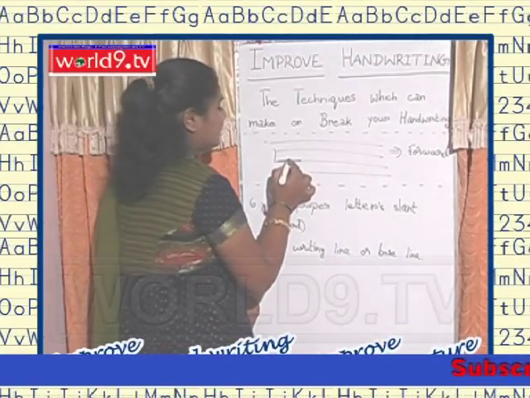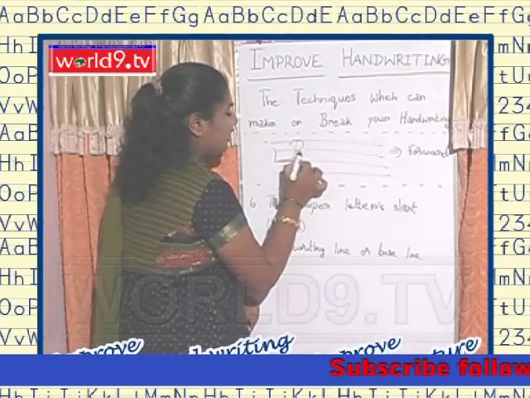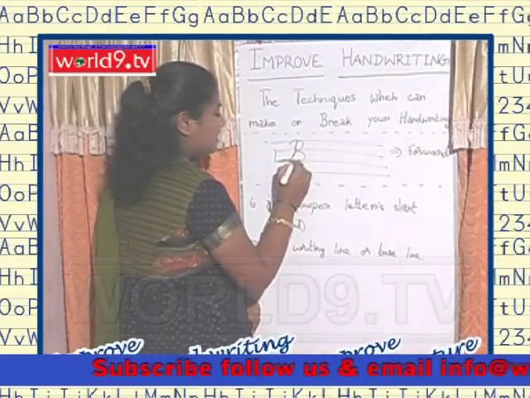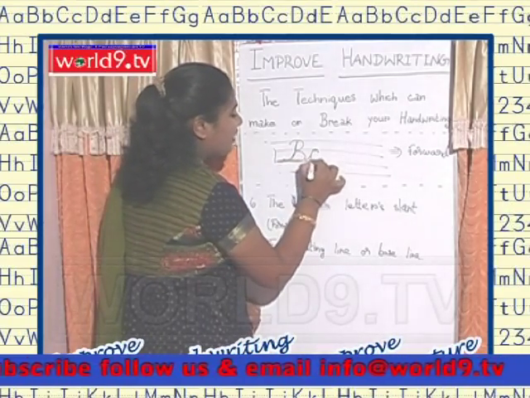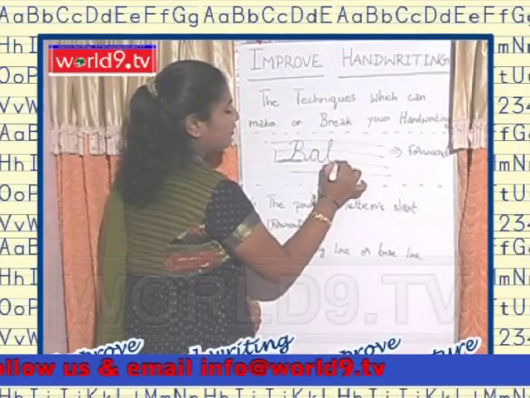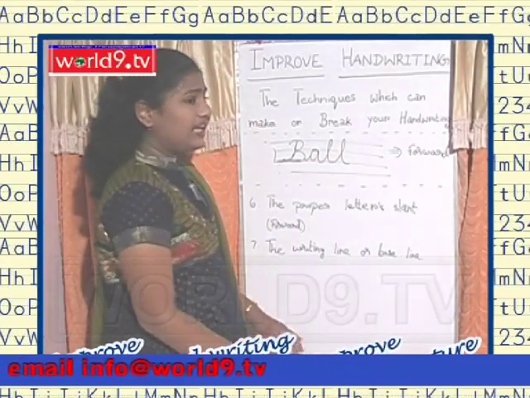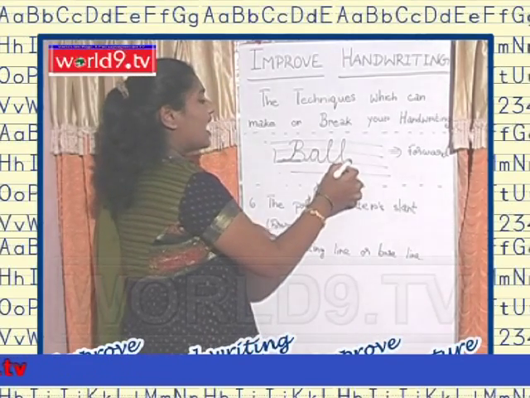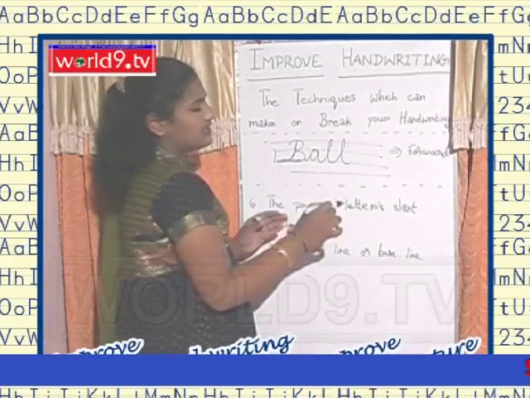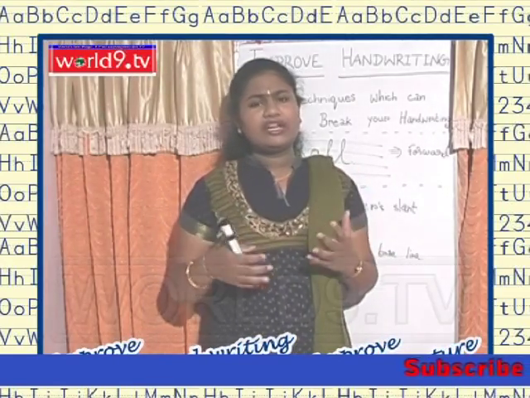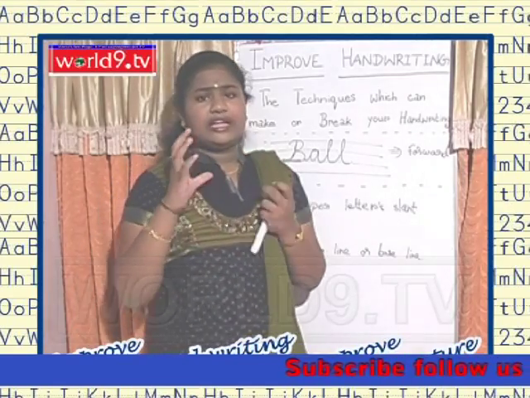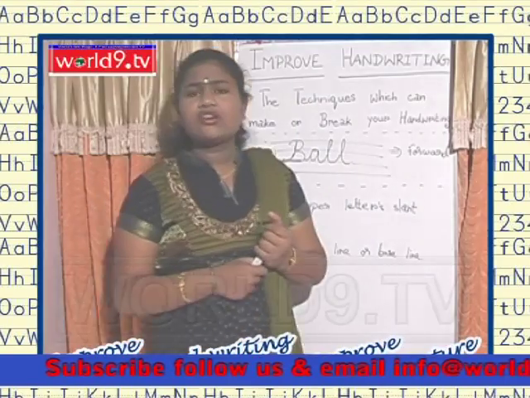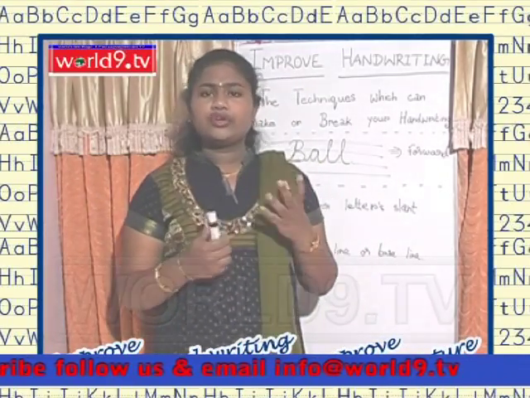Now we will take the example of "ball" only. B: we started from the starting point, the baseline. A: again we started from the baseline. L: again we started from the baseline. We start the letter from the baseline and end it at the baseline. For every letter and every word, we should start at the baseline and end at the baseline. These are the seven techniques for your beautiful handwriting.